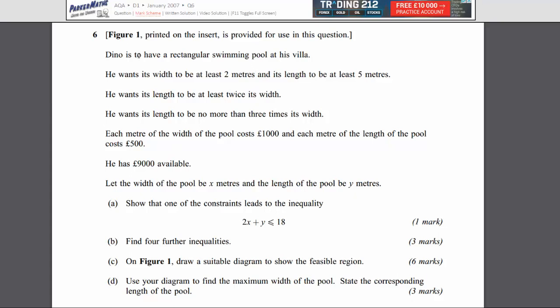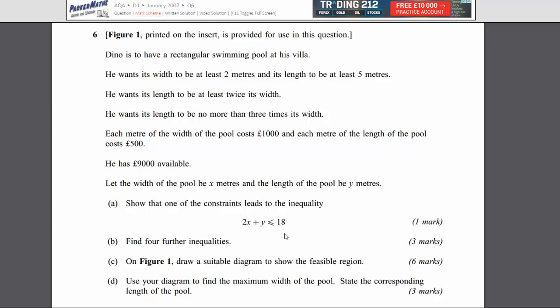In question 6 we have a rectangular swimming pool. There's various constraints given on the length and the width of the pool, and we're also told something about the cost of the pool. And in part A we need to show that one of the constraints leads to the inequality 2x plus y is less than or equal to 18. Notice that also in part B we need to find 4 further inequalities. So first of all, don't worry if you find the wrong inequality to start with, because you're always going to use that for part B anyway.